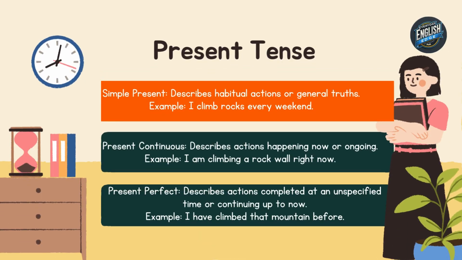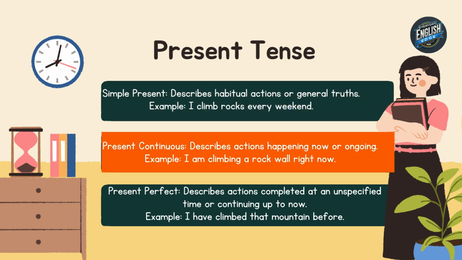Present tense describes habitual action or general truth. Example, I climb rocks every weekend. Present continuous describes action happening now or ongoing. Example, I am climbing a rock wall right now.